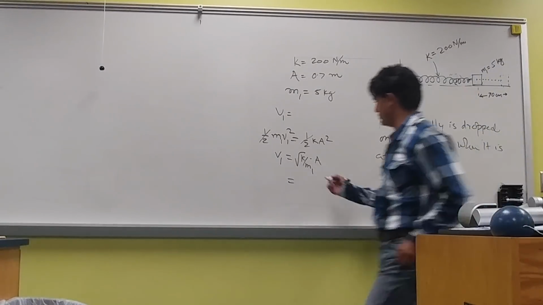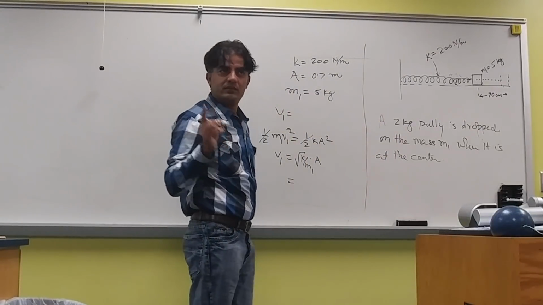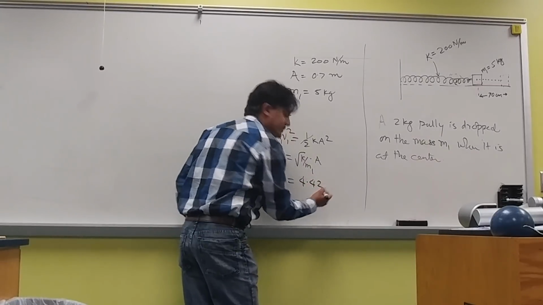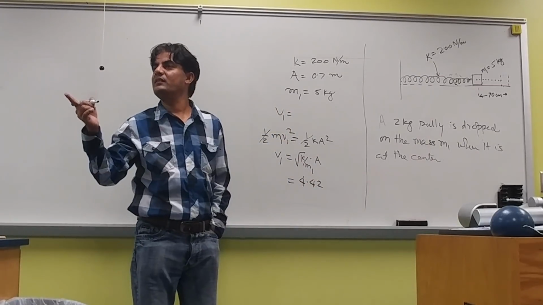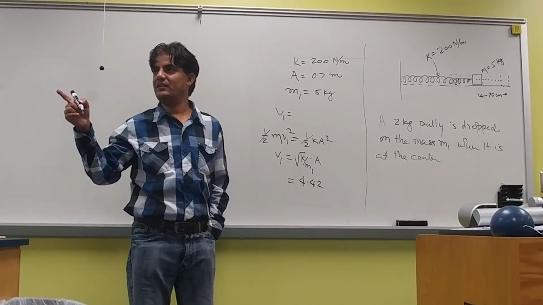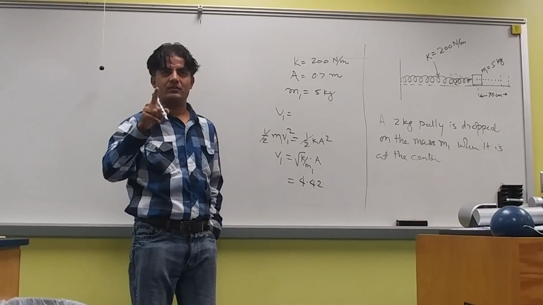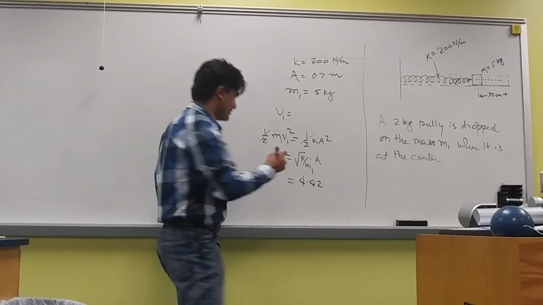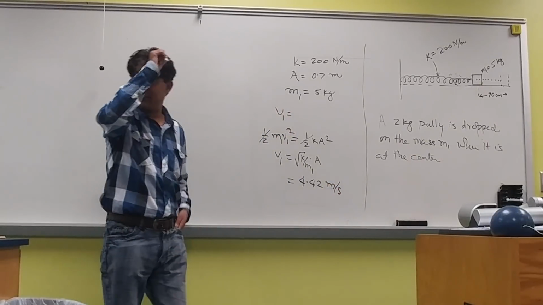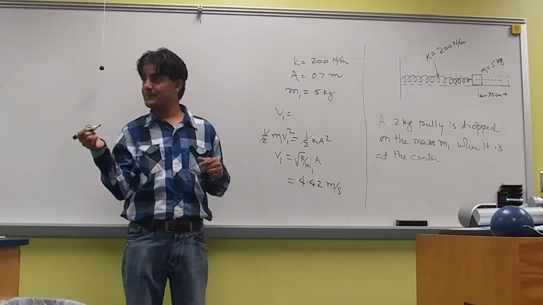4.42. 4.43 or 4.42? How much did you get? How many of you get 4.43? Okay, one, two, three. Because there is a 7 after the 4, the 2. Okay, I trust you. 4.42 meters per second. This is the velocity with which it is going front and back.